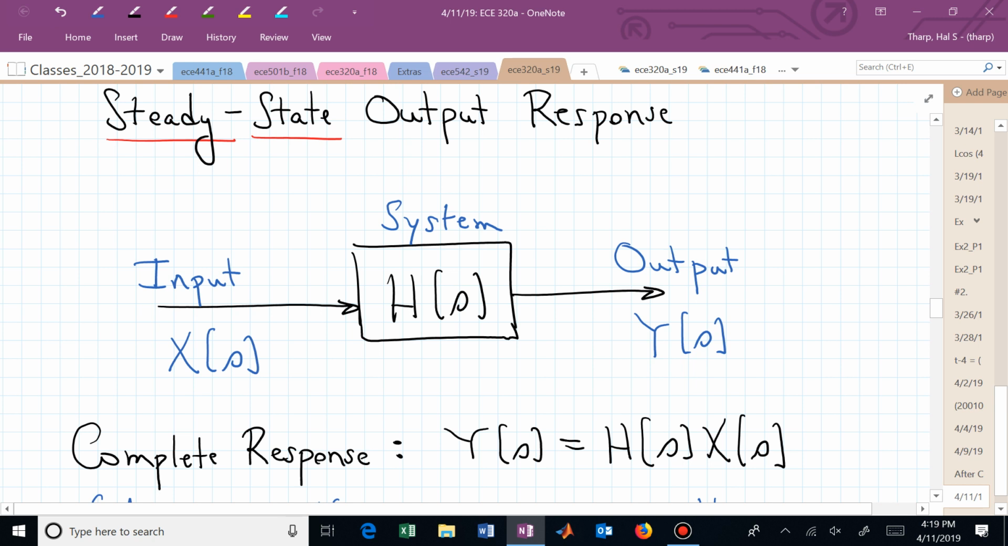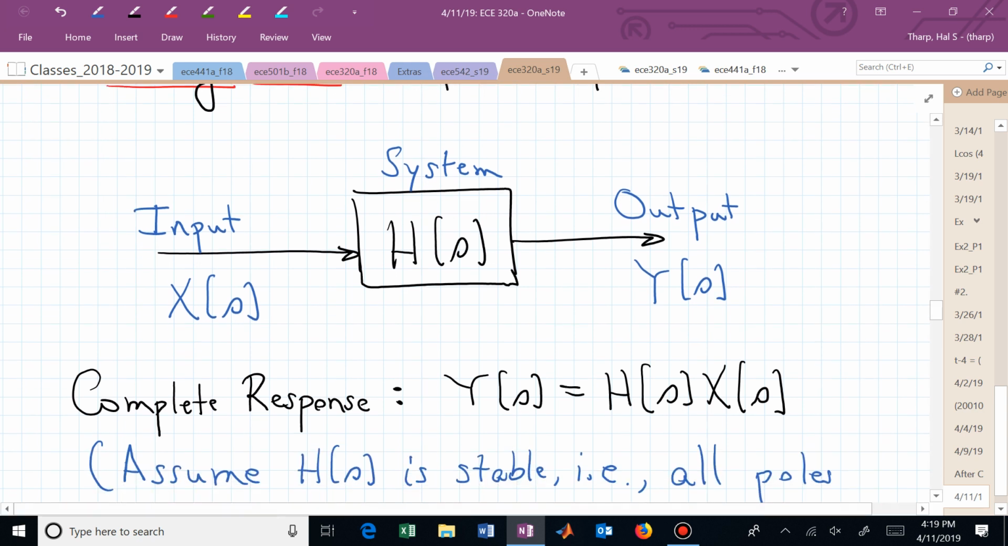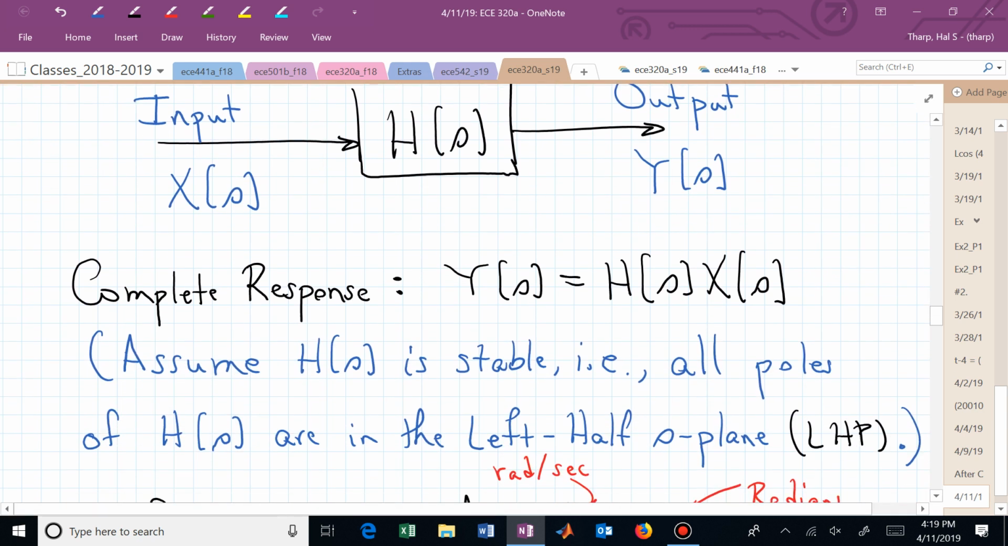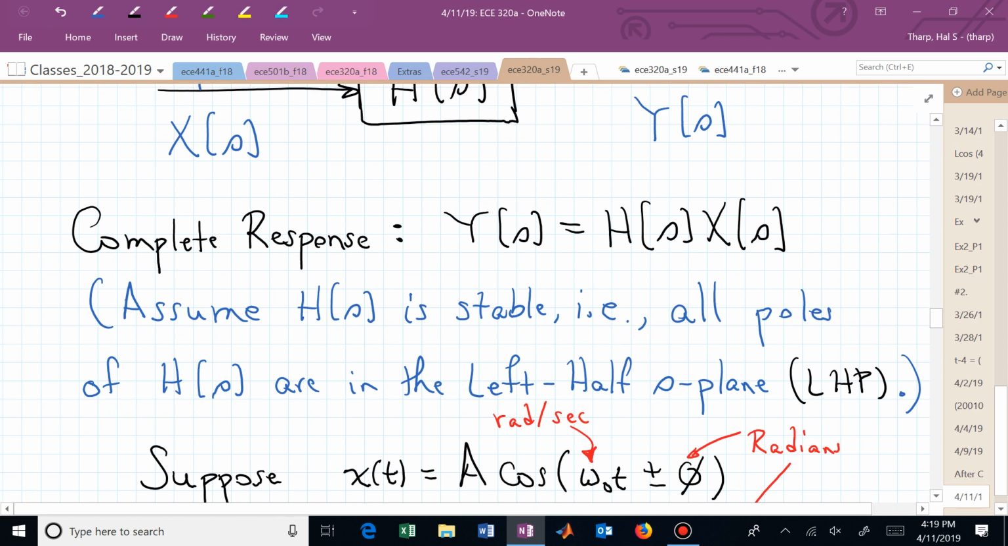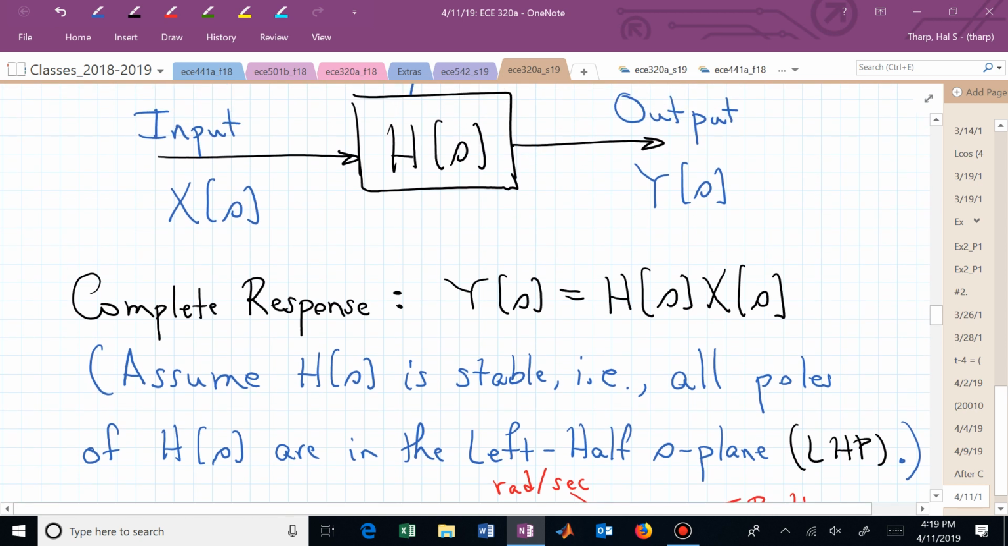You could find the complete response. You know how to do that. So now I'm trying to derive that equation that I just showed. What are we going to assume? Well, if we excite a system at a sinusoid frequency, the only way that we're going to hit a steady state is if that system is stable.